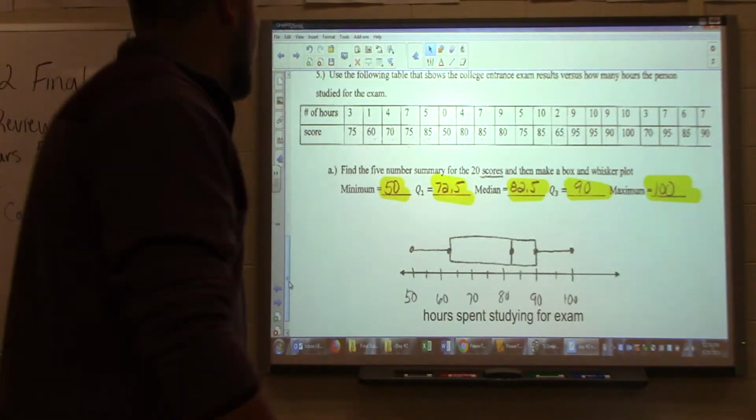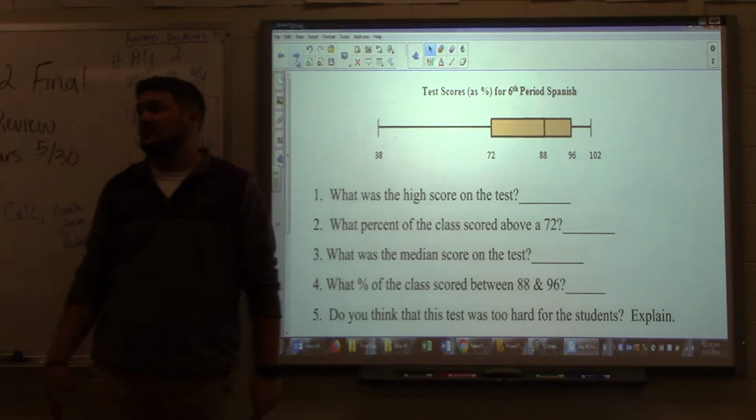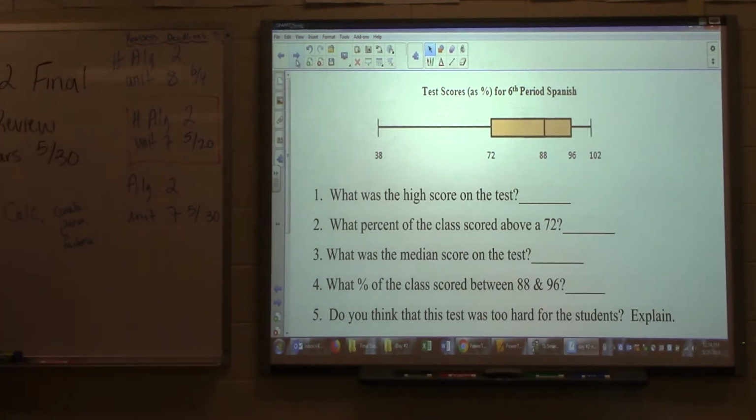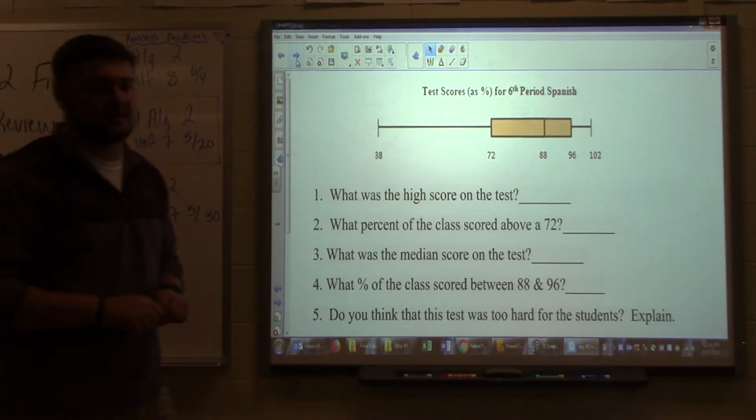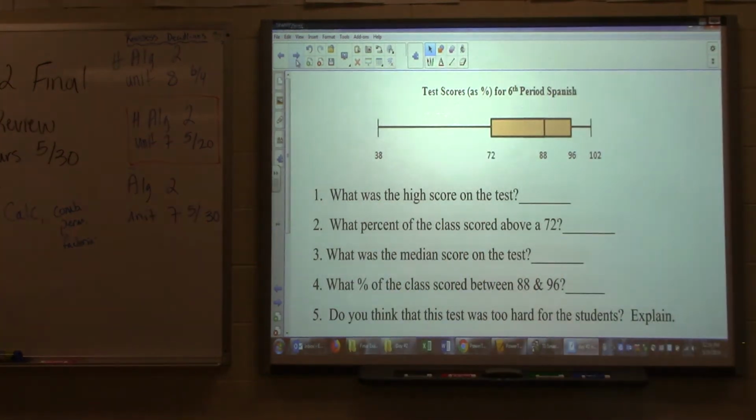Alright. So like I said, yesterday we talked a lot about those graphs, like what each kind of graph was. Today we're going to look at graphs and we're going to answer questions based off those graphs. So first one, we have a box and whisker plot up here. Test scores as a percentage for 6th period Spanish.